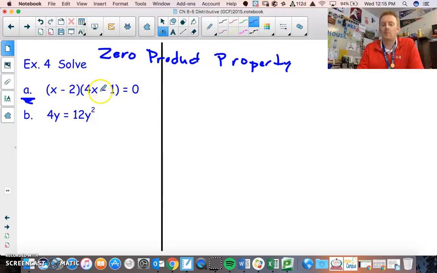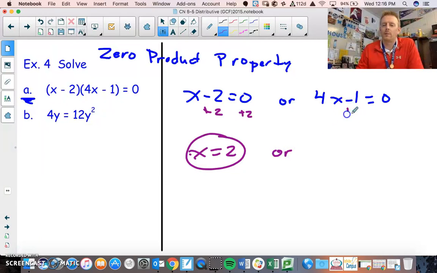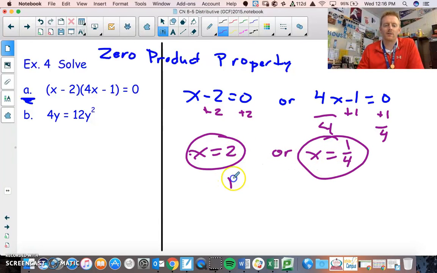Because we have two numbers that are multiplied together and the answer is 0, that means that x minus 2 could be the one that equals 0, or it could mean that 4x minus 1 is the one that equals 0. So what we do is we solve both of these individual equations and get our two possible answers. So we add 2 to both sides to find out that x is equal to 2, or we add 1 and then divide by 4 to get x could also be equal to 1/4. So these are our two possible answers. These are called the roots of the solution for us.